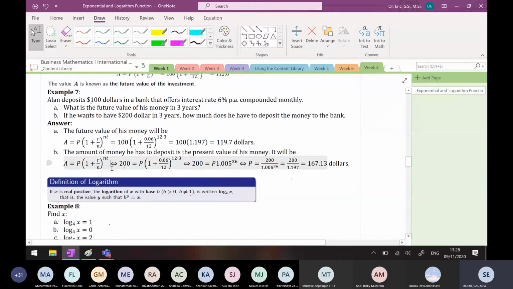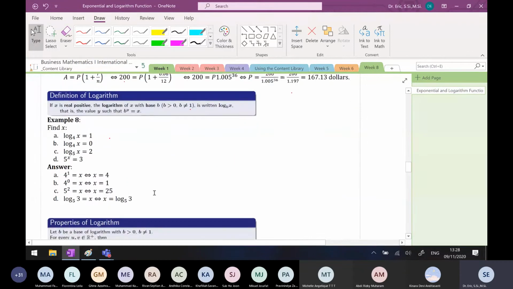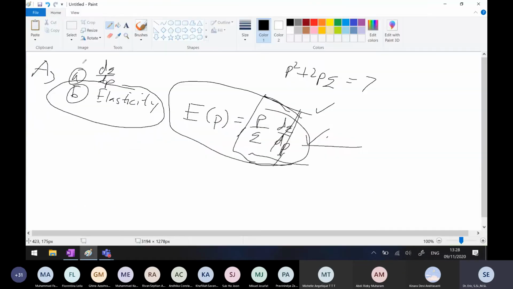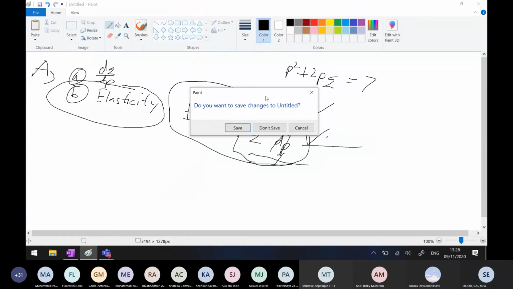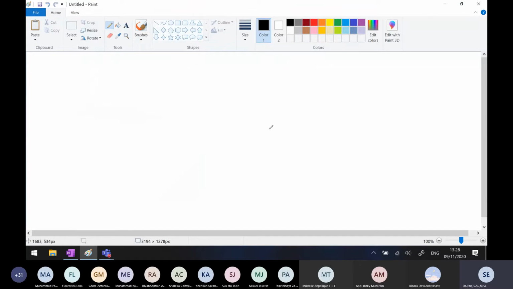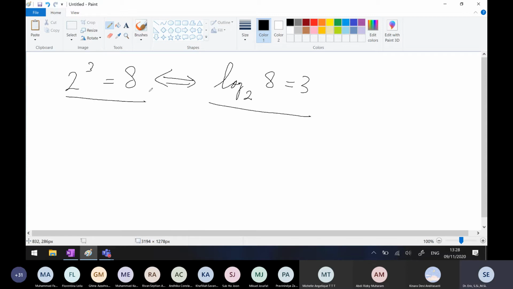Okay, I think we will look at the last part. The last part is on logarithm. Some of you are very afraid of logarithm. But logarithm is very, very simple. I give you this one. So if I have 2 to the power of 3 is 8, in logarithm, they say logarithm with base 2 of 8 equals 3. So it's just another way to say something.